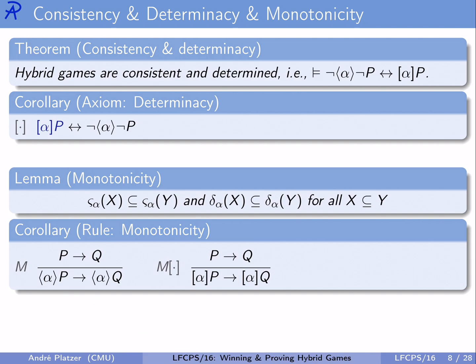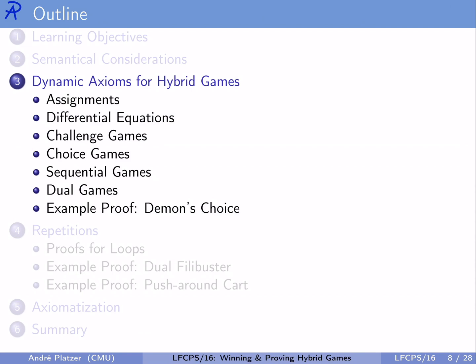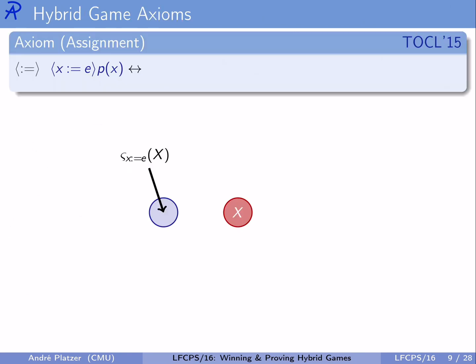Which means, having adopted the deterministic axiom and the monotonicity proof rules, we'll now need to become specific about the actual operators that are in the hybrid game alpha and develop dynamic axioms for hybrid games for those cases. Let's start with the assignment case. It's perfectly possible for Angel to wonder whether she has a winning strategy in the game that's an assignment game to get to a state where P of x is true.